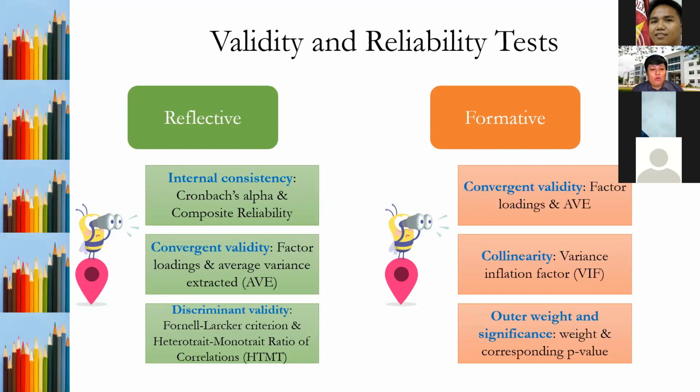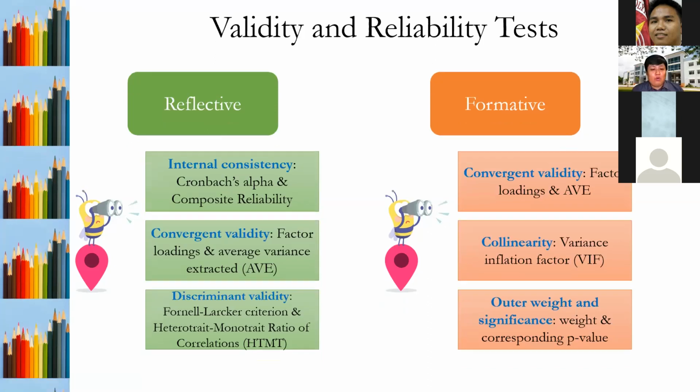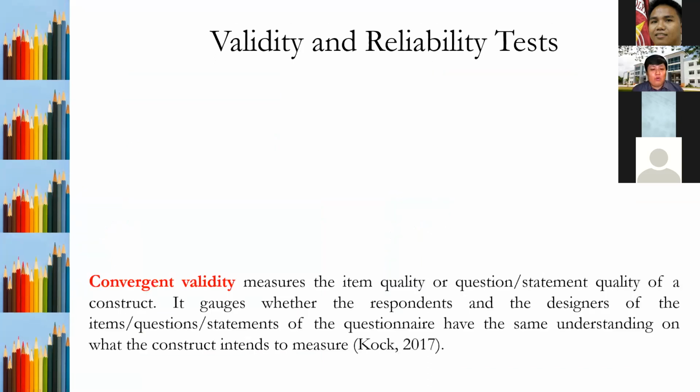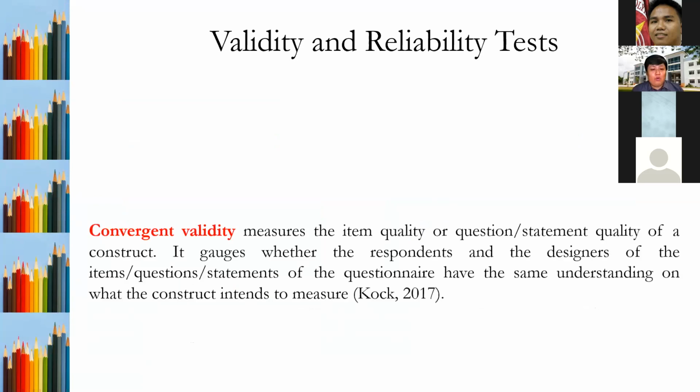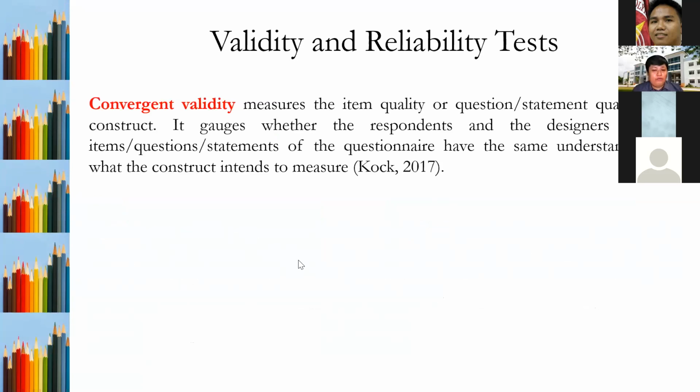That's the reason from the onset, we need to properly identify whether our constructs are reflective constructs or formative constructs. Why? Because we measure them differently. So that's the difference between reflective and formative. So some definitions. We have convergent validity and of course discriminant validity.